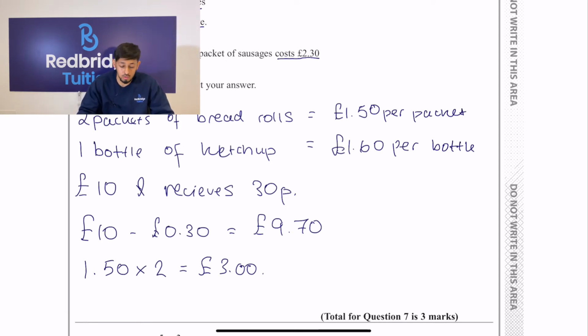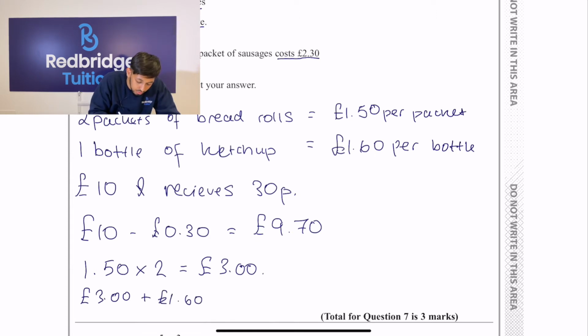We know that 1 bottle of ketchup is also £1.60. So now we can work out the total cost of the bread rolls and the bottle of ketchup. We do that by adding these 2 values together. So we will have £3 plus £1.60 to give us £4.60.